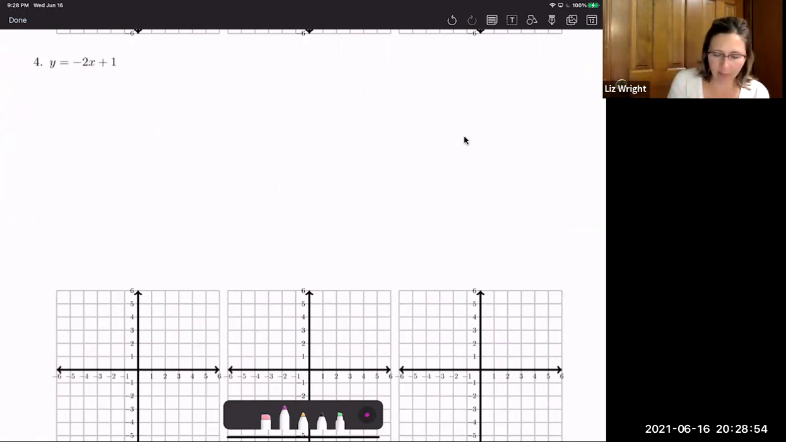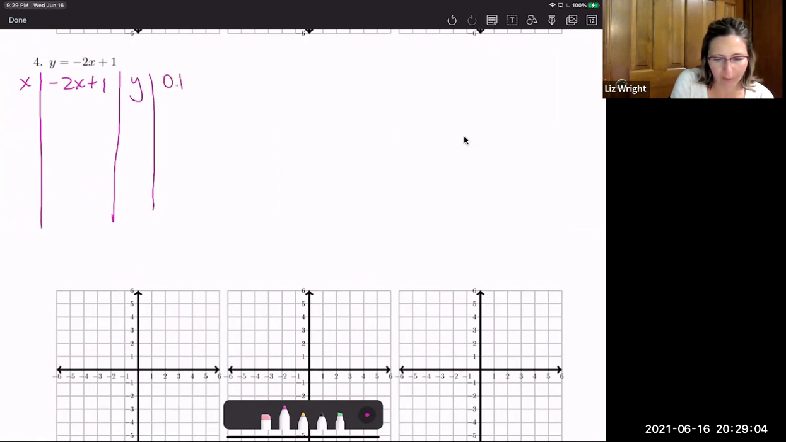All right, so table method. Excuse me, we've got x. I'm going to put in my equation of -2x plus 1, and then I've got my y, and then I've got my ordered pair.